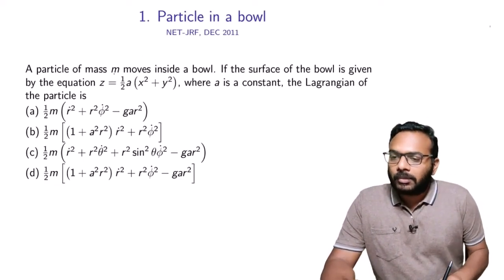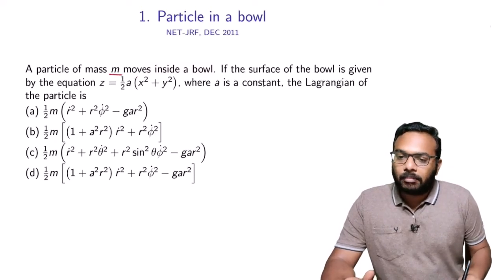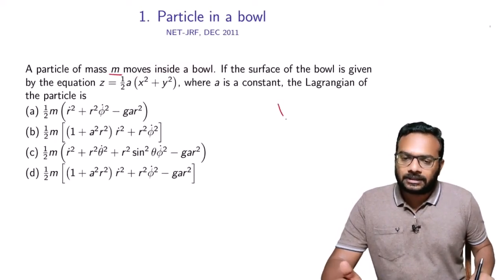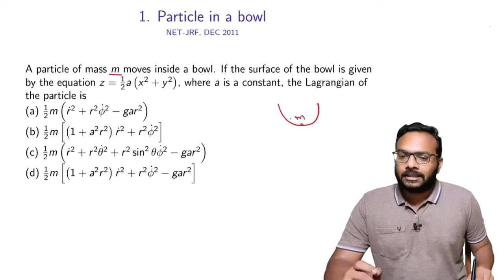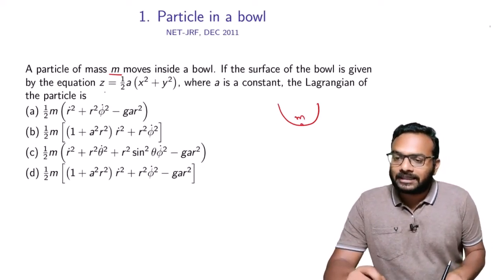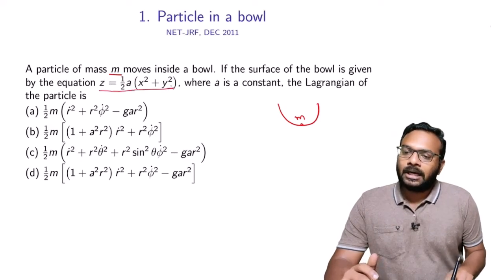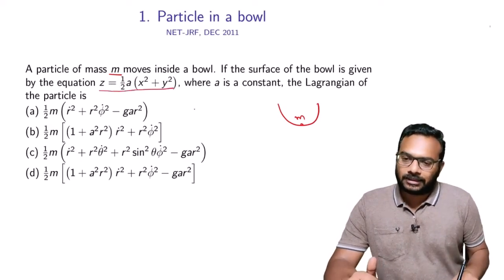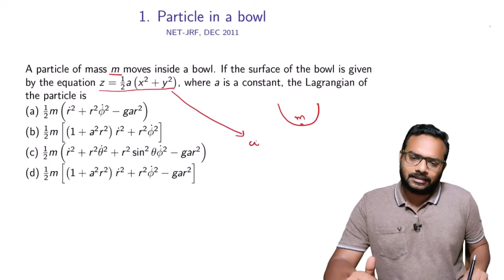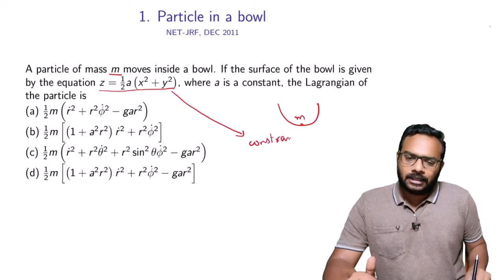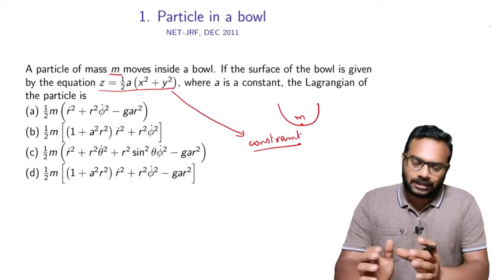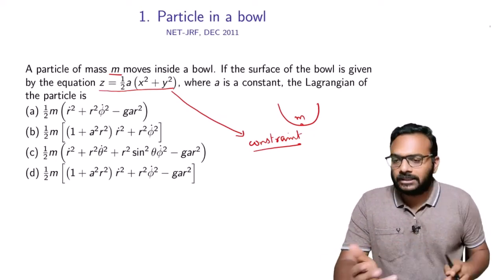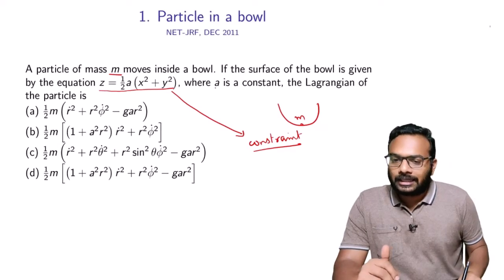A particle of mass m moves inside a bowl. If the surface is a bowl like that and there's a particle of mass m moving inside it, and the surface of the bowl is given by the equation z = (a/2)(x² + y²), we can call this the constraint. The particle is constrained to be on this particular surface defined by this equation, where a is a constant.